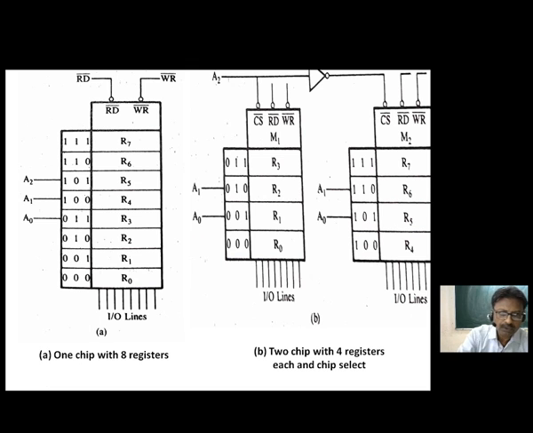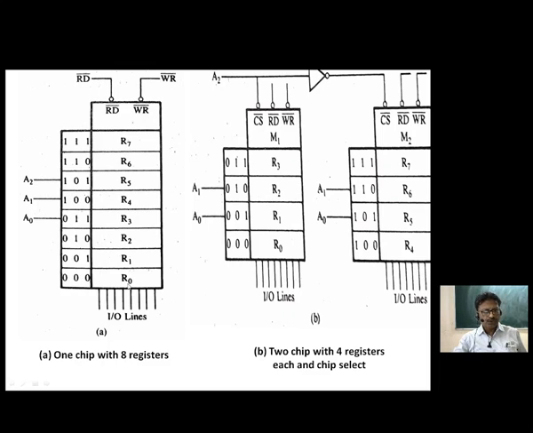This is another example, an example of 8 registers, and each register can store 8 binary digits. So the configuration of this will be 8 into 8. Since we have 8 registers in the chip, we require 3 address lines to identify the individual registers, because the 3 values of A0, A1 and A2 will be able to identify the individual registers depending upon the value of A0, A1 and A2.